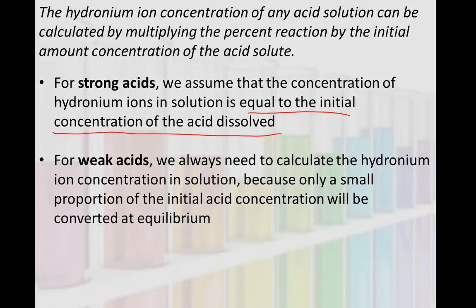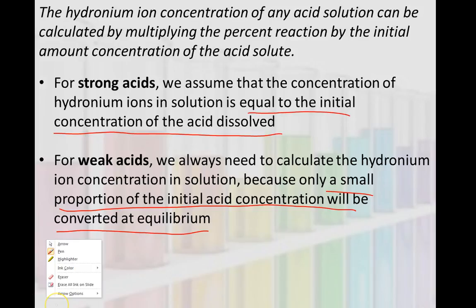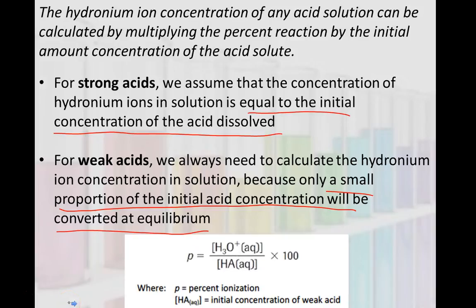For weak acids, we actually need to do a little bit of work where we have to calculate the hydronium ion in the solution because it doesn't dissociate completely and we have that equilibrium reaction. The reason is that only a small portion of the initial acid concentration is converted at equilibrium. So we have a formula that helps us figure out the percentage ionization. The percent ionization is equal to the hydronium ion concentration divided by the initial concentration of the weak acid. That is what HA stands for.